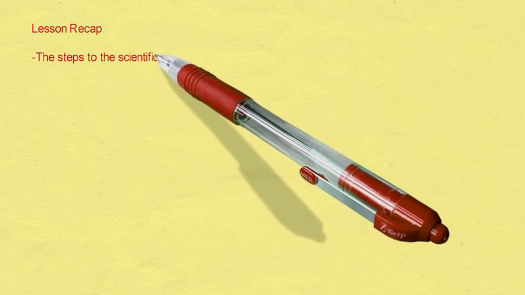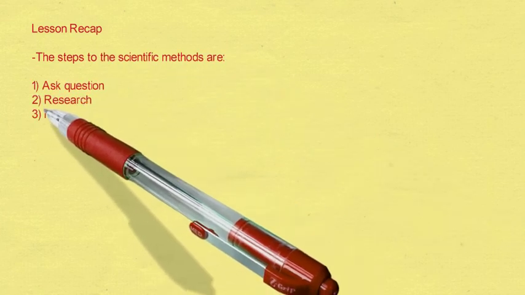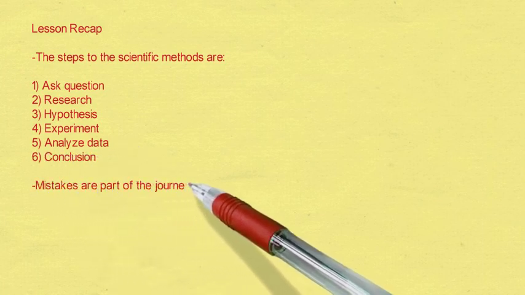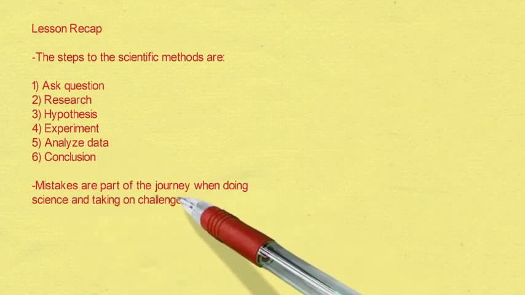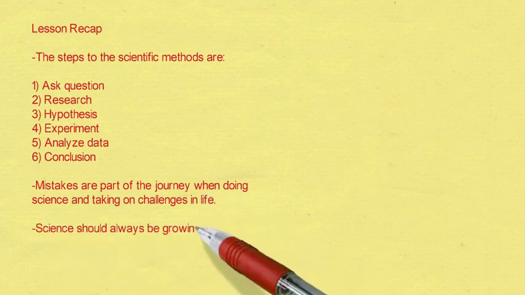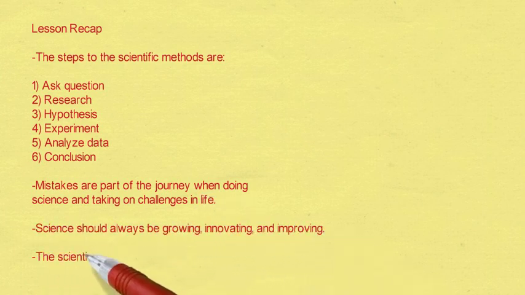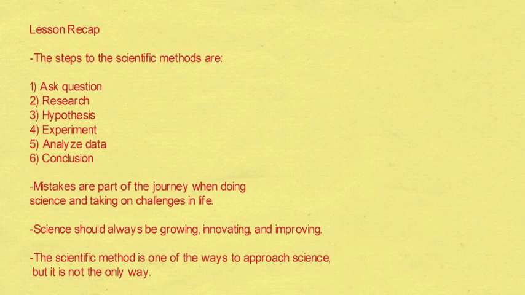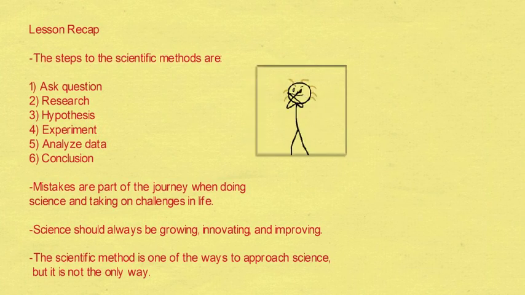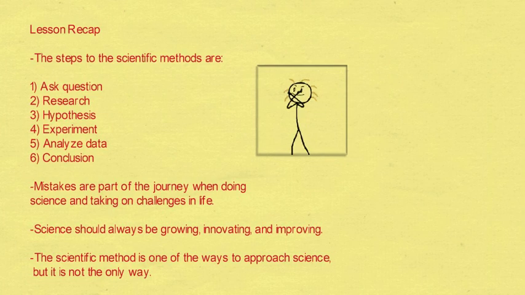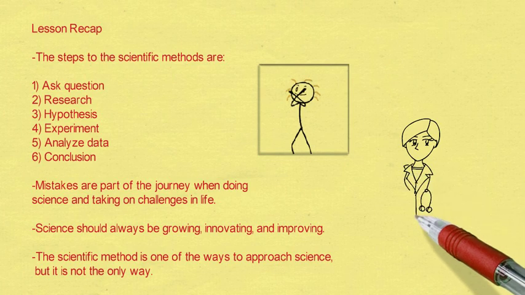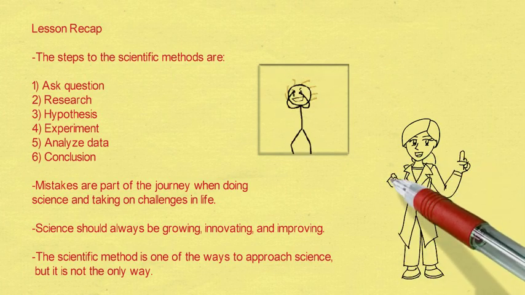Just to recap, remember the steps. You ask a question, you do the research, you form a hypothesis, what's your guess, you do an experiment, you analyze the data that's been collected, and you make your conclusions. Mistakes are part of the journey when doing science. That's part of life. Science should always be growing, innovating, and improving. But remember, the scientific method is just one way to approach science. It's not the only way. That's why we need more young scientists and innovators to take science to a whole new level.